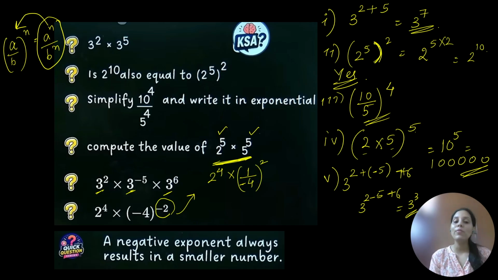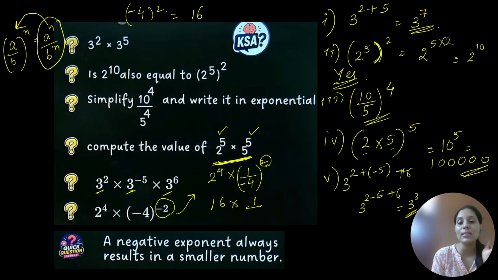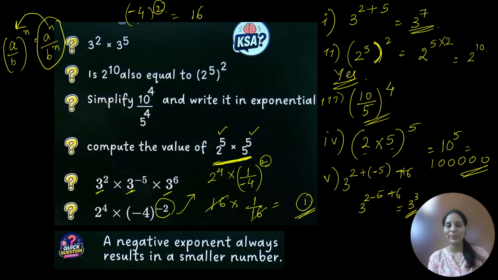Yes. So 2 power 4, 2 twos are 4, four twos are 8, 2 twos are 16, into 1 by, now minus, now this power 2 belongs to both numerator and denominator. So what is 4 whole square? Minus 4 whole square is plus 16. 4 square is 16. But we have discussed that if the power is an even number, negative becomes positive, and hence 16, 16 gets cancelled. The result is 1.